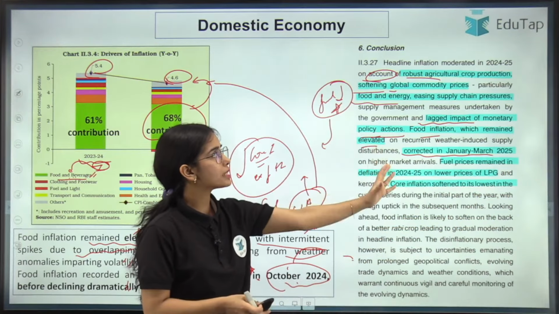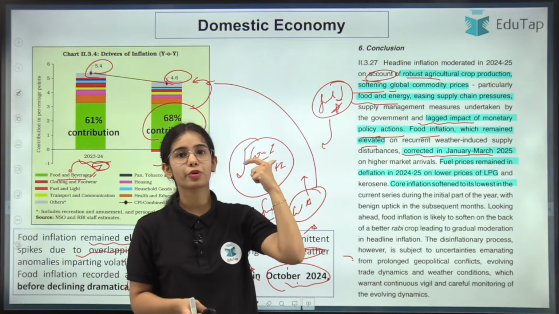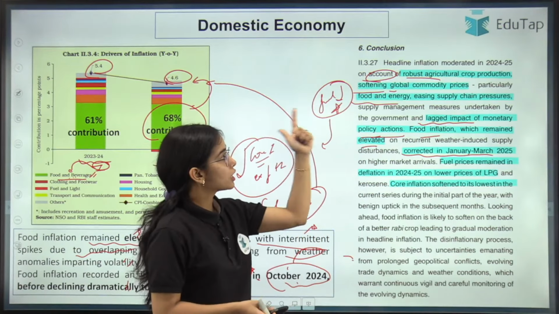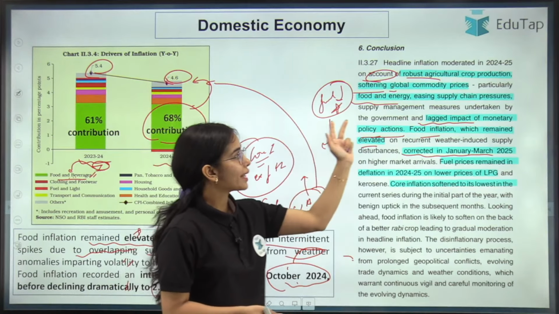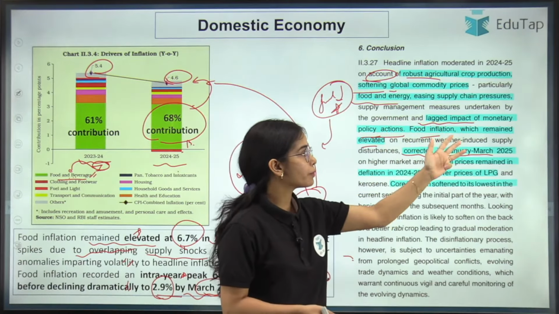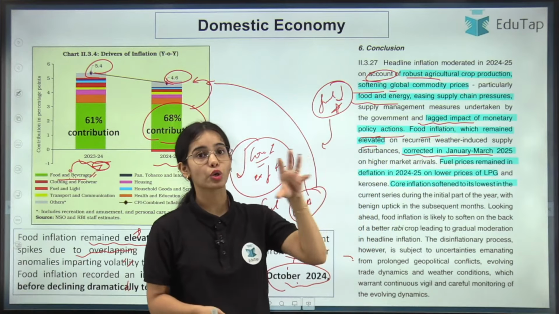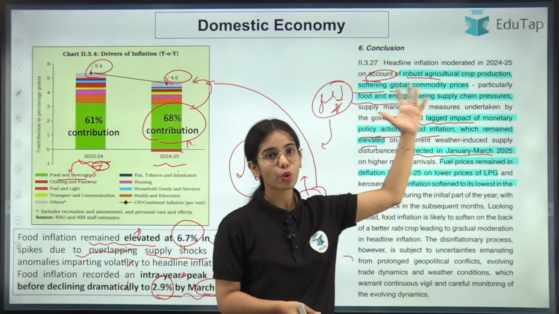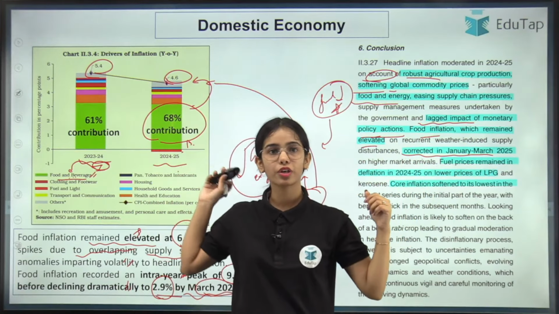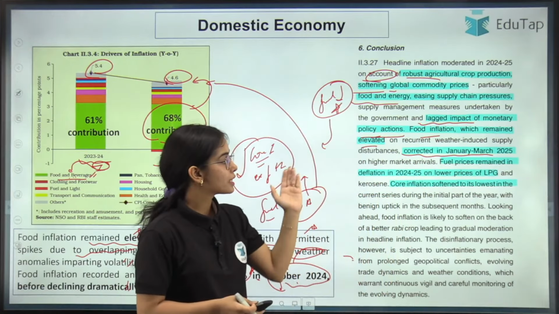So because of all these reasons, the robust agricultural production, the softening of global commodity prices for food and fuel, easing supply chain pressures, and the lagged impact of monetary policy actions, food inflation also softened and was corrected by March. So due to all these reasons, the headline inflation decreased from 5.4% to 4.6%.